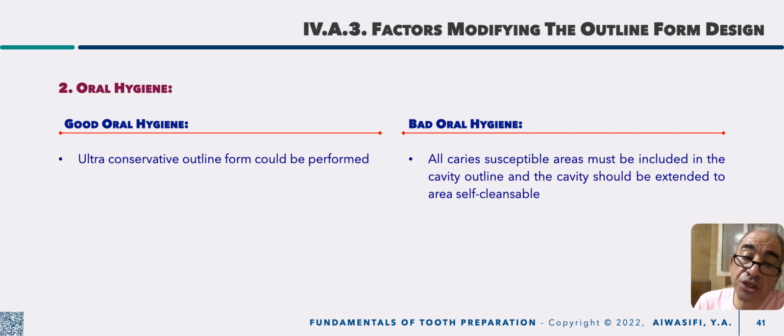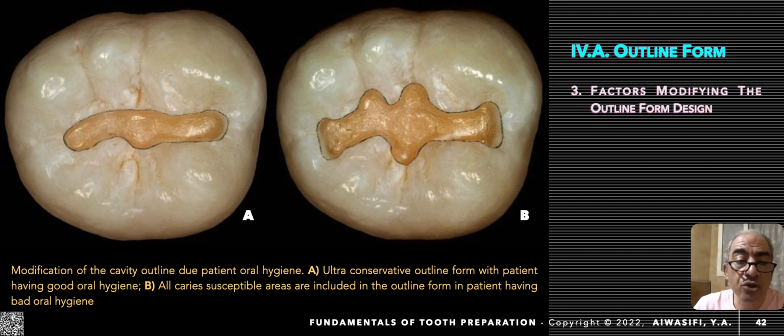When the oral hygiene is bad or the patient cannot follow home prophylactic measures, you should follow the rules and the outline should include all pits and fissures. Figure A shows a patient with good oral hygiene. Figure B shows a patient with bad oral hygiene, and you can note the extension.